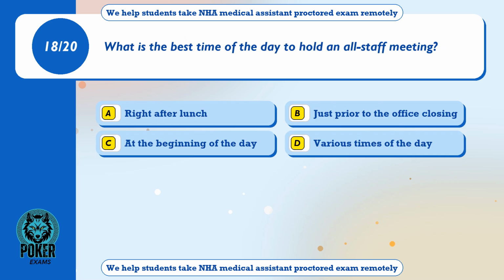Question 18. What is the best time of the day to hold an all-staff meeting? Option A, right after lunch. Option B, just prior to the office closing. Option C, at the beginning of the day. Option D, various times of the day.